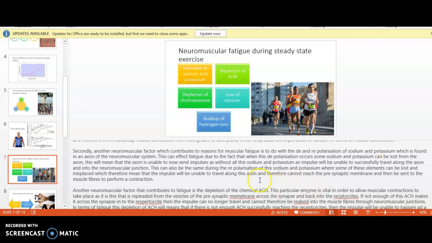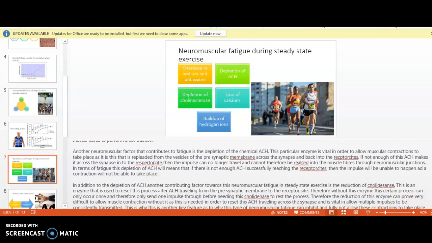This can also be the same during the repolarization of sodium and potassium, where some of these elements can be lost and misplaced, which therefore means the impulse will be unable to travel along the axon and therefore cannot reach the presynaptic membrane and then be sent to the muscle fibers to perform a contraction.